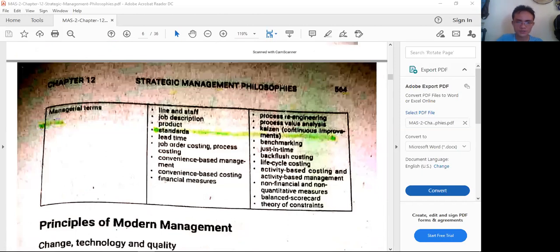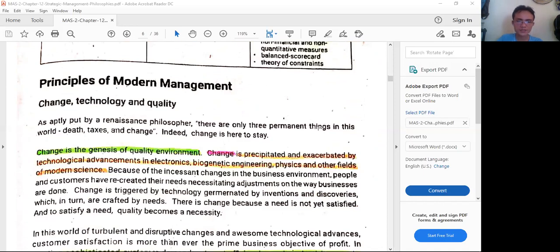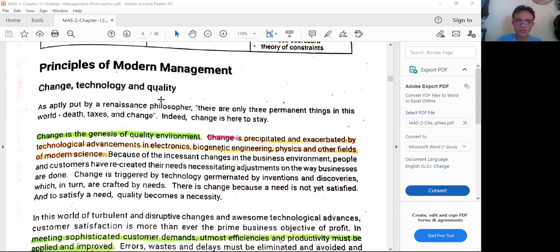Okay, here are the managerial terms. So these terms are from, I would say, a long, long time ago, so outdated terms. But these are the terms that we are seeing nowadays, like Kaizen, continuous improvement, and so on. All right. Principles of modern management will talk about change, technology, and quality. This is like what has been aptly put by a Renaissance philosopher. There are only three permanent things in this world, and these are death, taxes, and change. So in fact, change is here to stay.